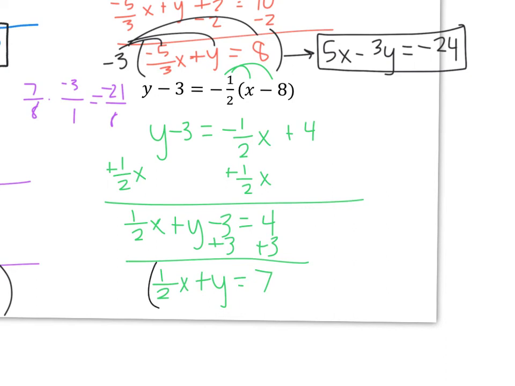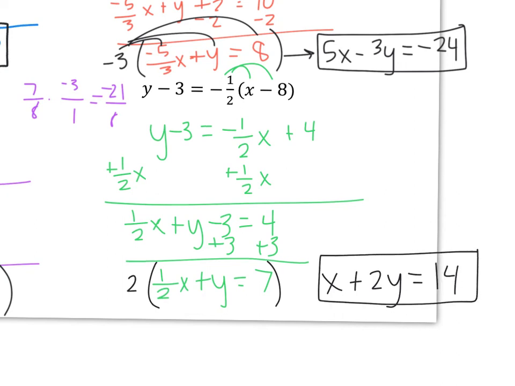So I'm going to multiply by the number, again, that's in the denominator. We had this on our last couple examples to get rid of that. And so I'm going to multiply by 2. And 2 times 1/2 x is just 1x. 2 times y is just 2y. And then 2 times 7 is 14. And this would be my correct form of standard form, going from point slope form.